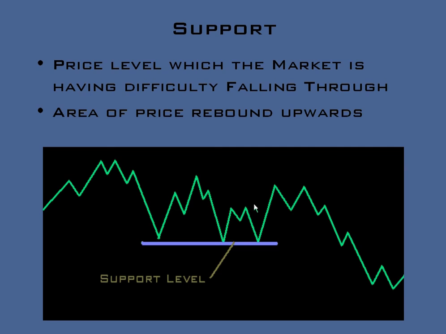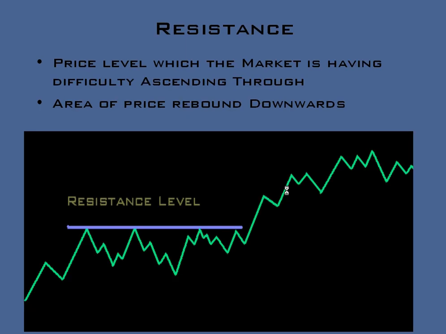Now moving on to resistance. Resistance is the opposite of support. Resistance is an area that price is increasing up to, yet it keeps dropping back down from it. It's a price level which the market is having difficulty ascending through, or going upwards through. So as you can see once again from the little illustration, the blue line is our resistance level. And it's just an area where the price is going upwards, yet it keeps rebounding back down.